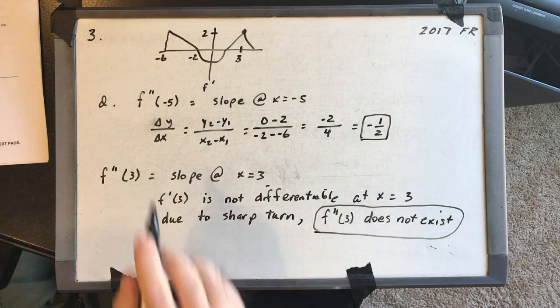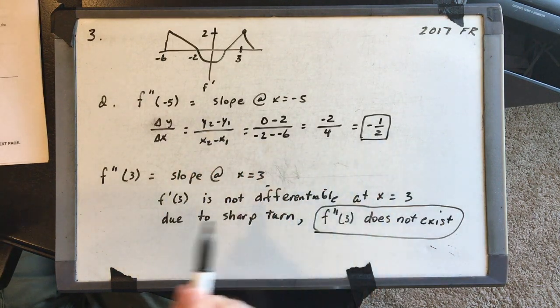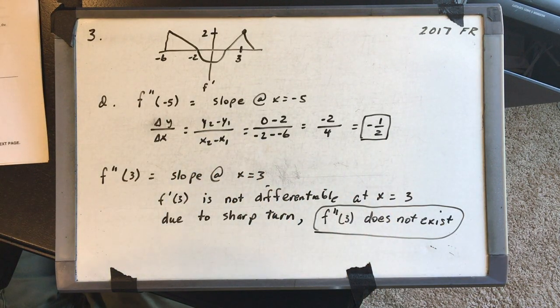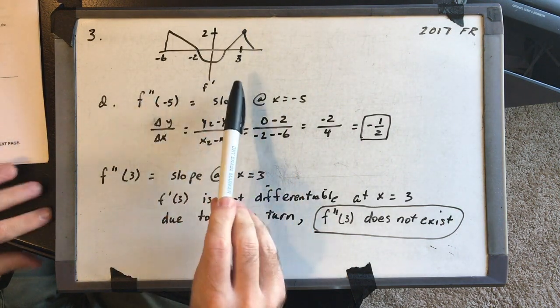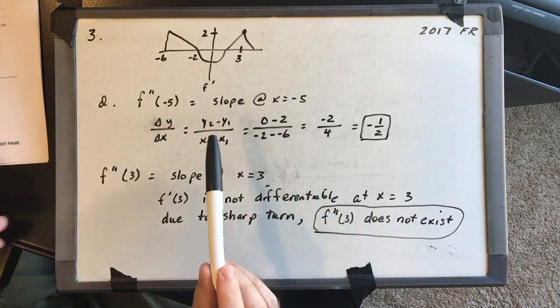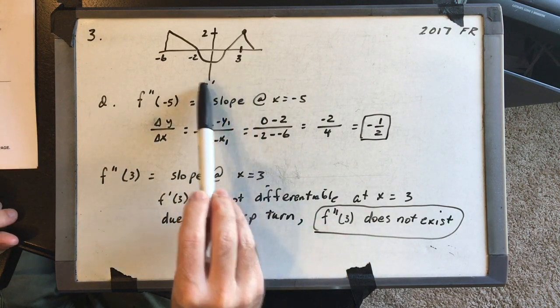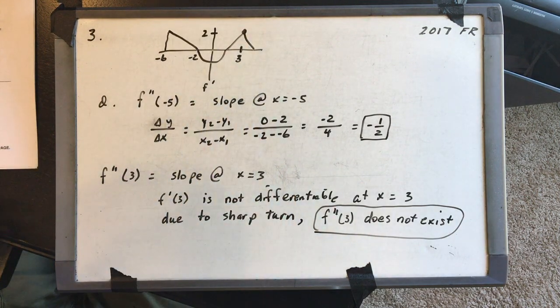Okay, so f double prime of -5 does exist, and the value is -0.5, and f double prime of 3 doesn't exist because it occurs at a sharp turn. And remember, f double prime is just the derivative of f prime, so you would treat that just like if this was a graph of f and you were trying to get f prime.